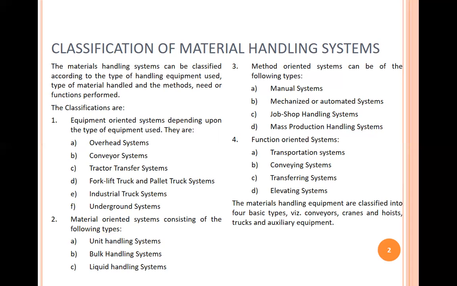Number 4, function-oriented system. A, transportation system; B, conveying system; C, transferring system; and D, elevating system. So by the word itself, maintindihan nyo na yung ibig sabihin, elevating, taas. So the material handling equipment are classified into 4 basic types. Merong conveyors, cranes, and hoist, truck, and auxiliary equipment.